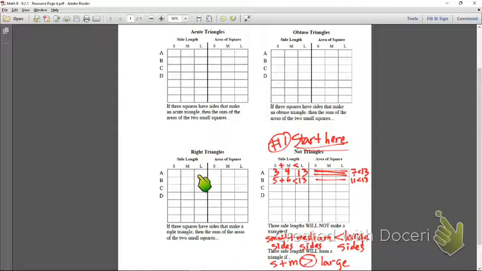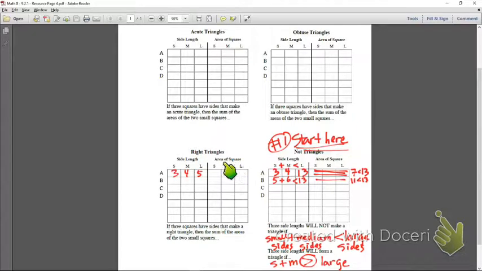So let's go to a right triangle real quick because we already did that one, and that was 3, 4, 5. So let's fill out the side lengths here, 3, 4, 5. Now real quick, let's just add the 2. 3 plus 4 is 7. 7 is greater than 5, which means it fits this pattern. It will form a triangle.